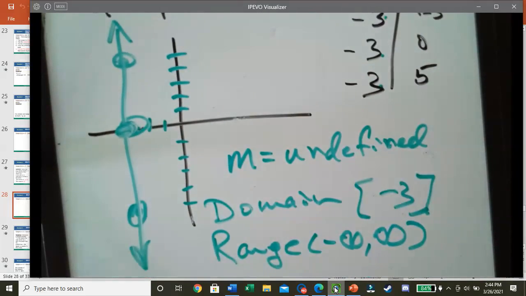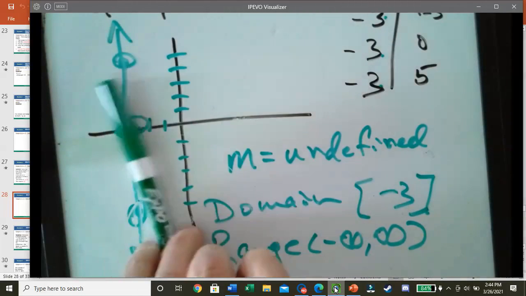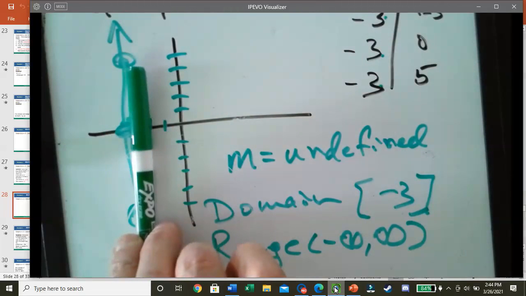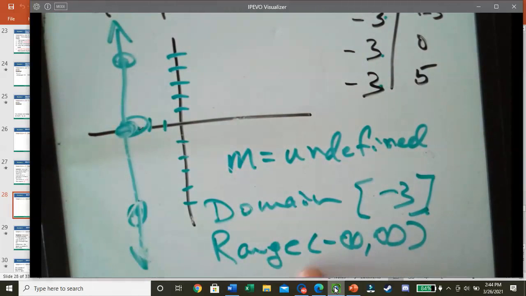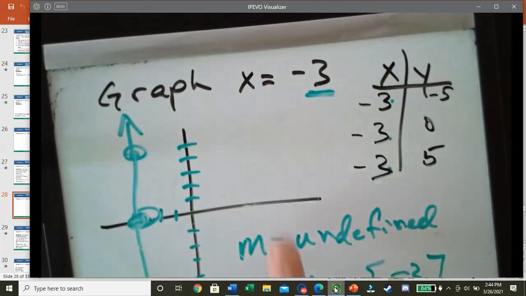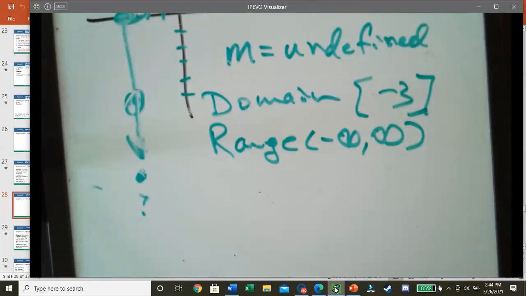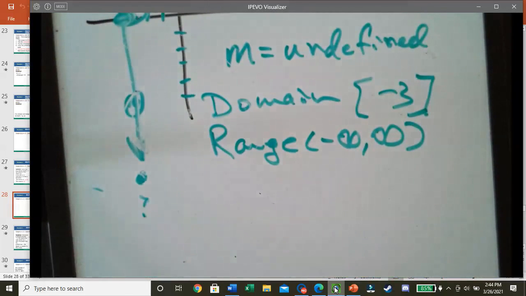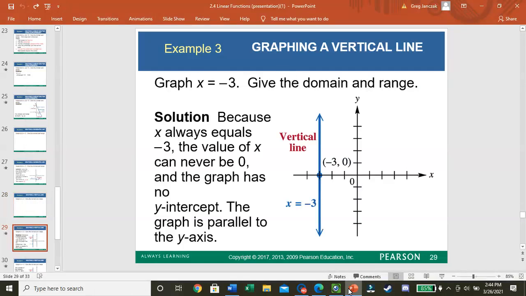Okay. So again, I was telling you that if the line is vertical or horizontal, you won't have negative infinity to infinity for domain and range. This time, only the range is all real numbers, right? Or negative infinity to infinity. The domain is a single number, and you just have to look at what that is to see what that is, right? Okay, questions there? Alrighty.